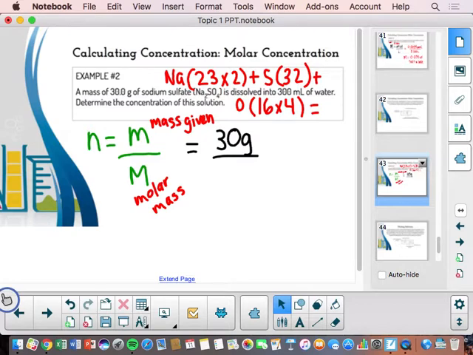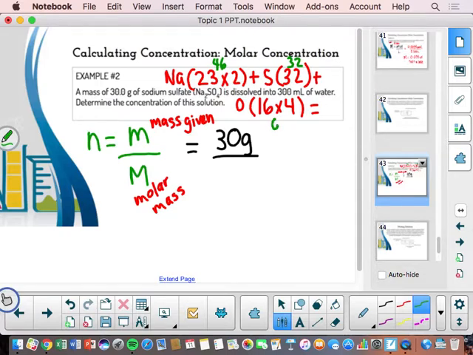So what we need to do is we've got to calculate this. We've got 23 times 2 is 46. I'm going to write this just above. 32 times nothing, so we still have 32. And 16 times 4 gives us 64, so I'm just going to write that there. So we got to add those green numbers together. We got 64 plus 32 plus 46. That gives us 142. Okay? So now that is the molar mass of sodium sulfate.